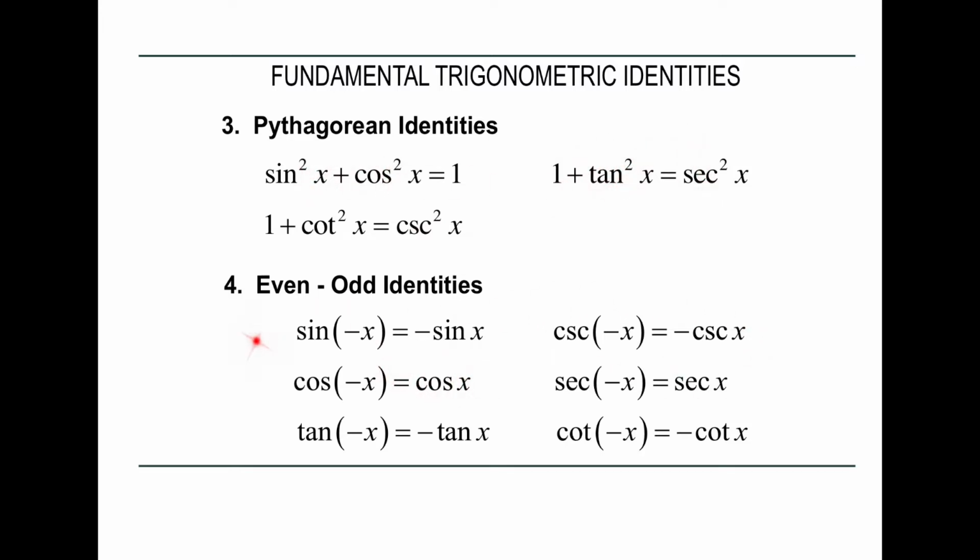And then we talked about the even and odd ones. The fact that sine is an odd identity. If we plug in a negative, we get the opposite. For cosine, if we plug in a negative, we get the same. So cosine is even, sine is odd. So tangent is odd, cosecant is odd. Secant, of course, because it has a relationship with cosine, is even. And so really they're all odd except for cosine and secant.